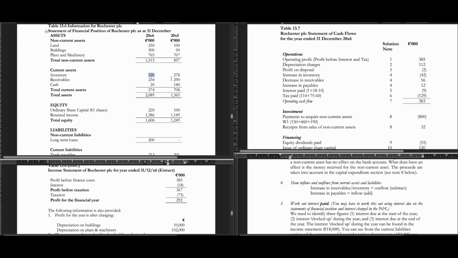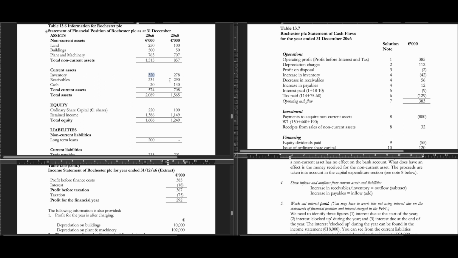And you can think about it this way. More inventory means that we have invested more money in stock that's just sitting there. It's not generating cash for us. So that is a bad thing. More inventory is a bad thing as far as cash is concerned. So that's a minus 42.